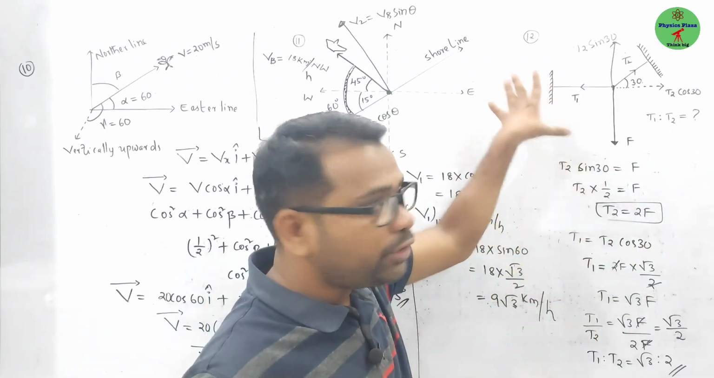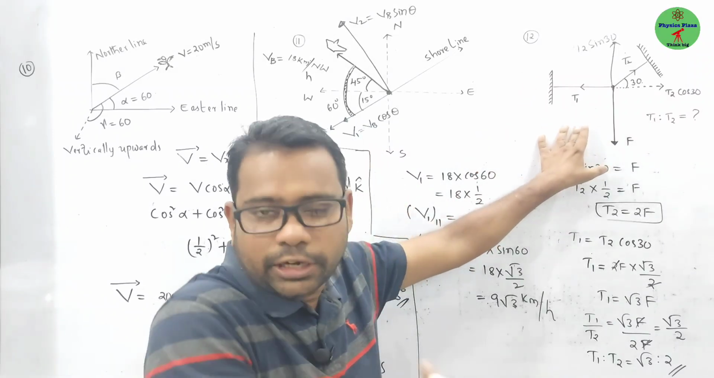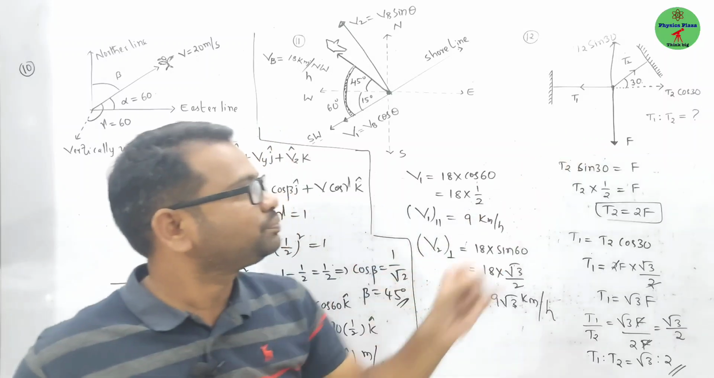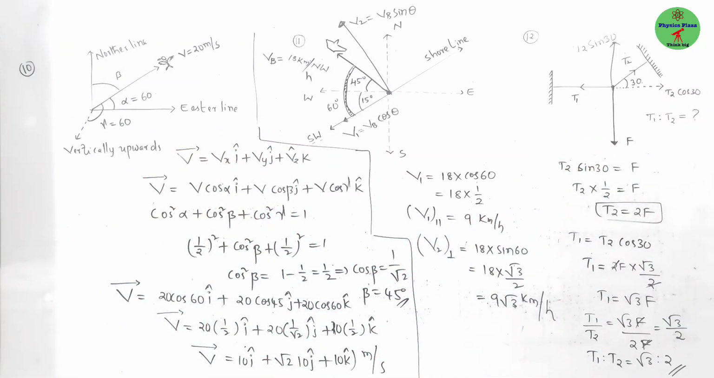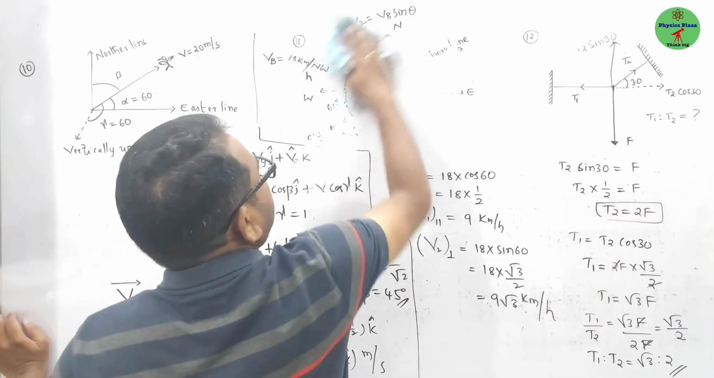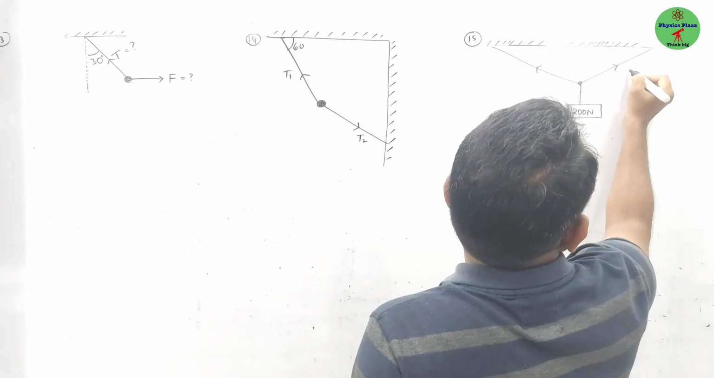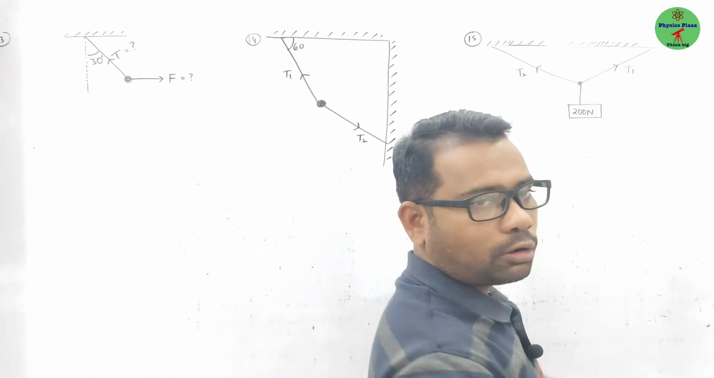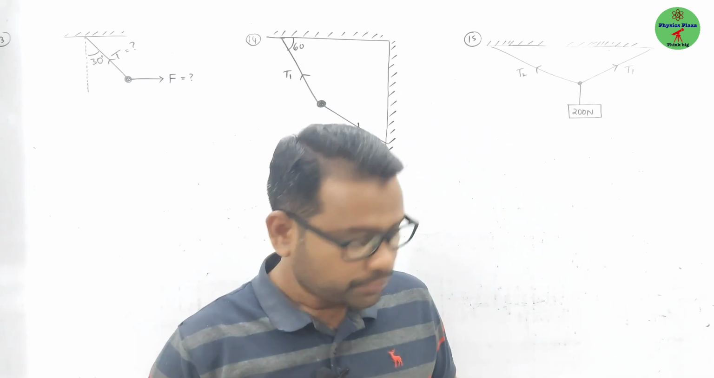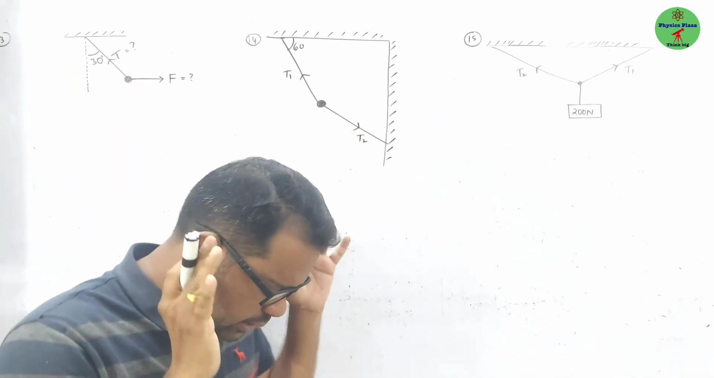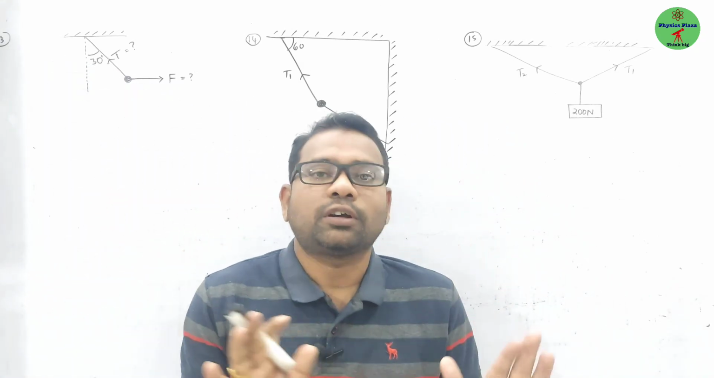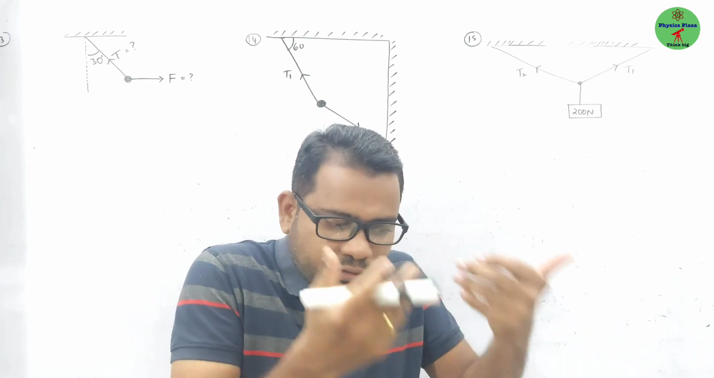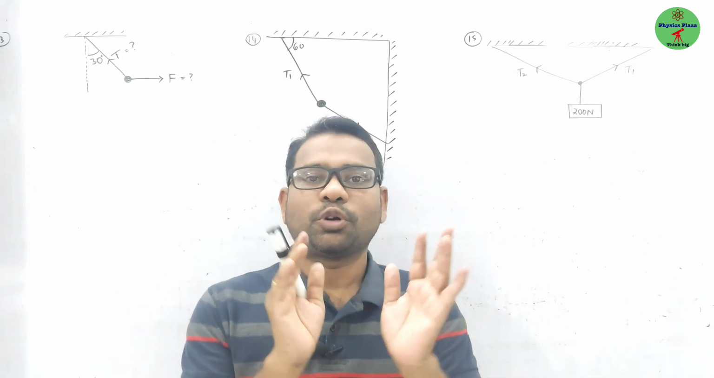Okay, just copy it, and we do one thing. Like this numerical, we'll try to solve 2 or 3 more so that you get a good command. Okay, copy it. So here is T1 and T2. We need to calculate either the ratio or T1, T2 individually. It's not a problem. Simply, children, it's a resolution of the vector components only. In all the different numericals we are solving, the concept is the same.